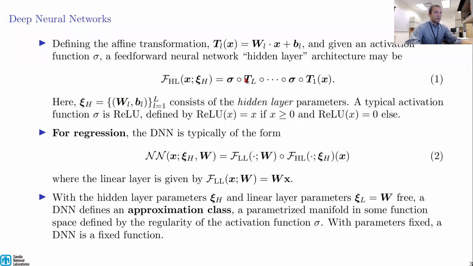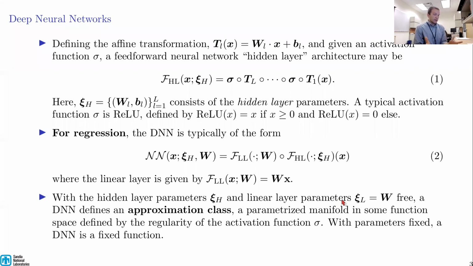And the parameters inside of these affine transformations are called the hidden layer parameters. And typical activation functions are things like the ReLU activation function, which is just a linear ramp, and smooth versions of that, as well as things like tanh. For regression, the deep neural network is typically finished off with a linear layer. So just an affine layer without a bias. And the hidden layer parameters, I think I said, are denoted by C sub H, and the linear layer, which is just the last matrix, is going to be denoted C sub L.